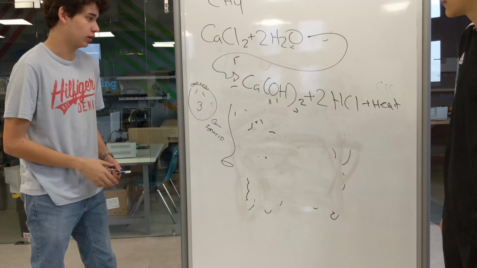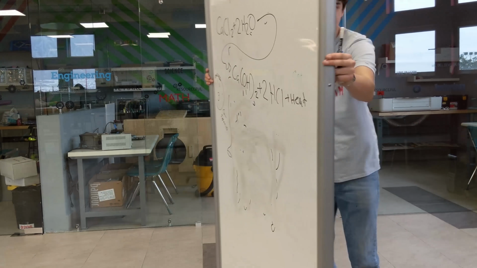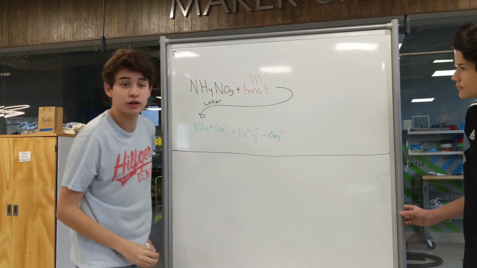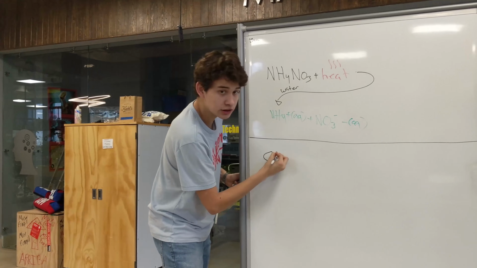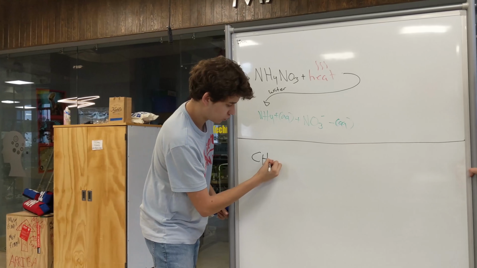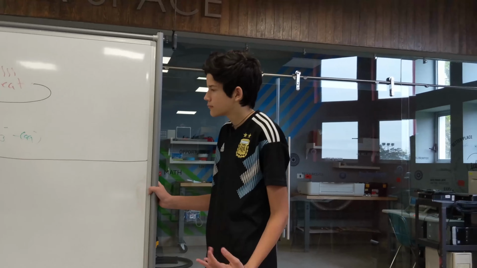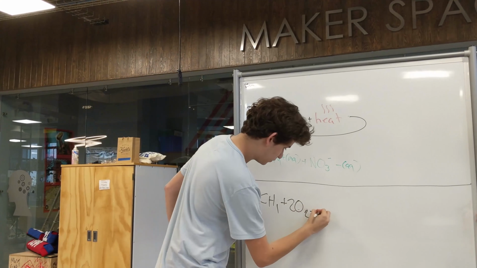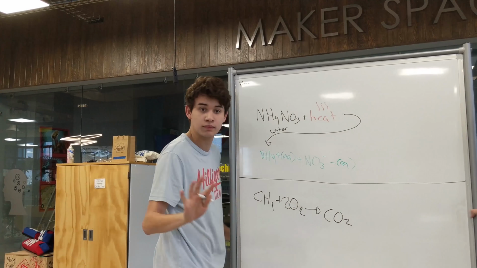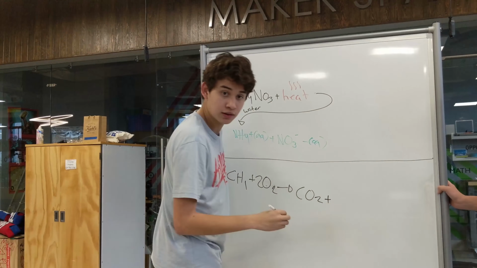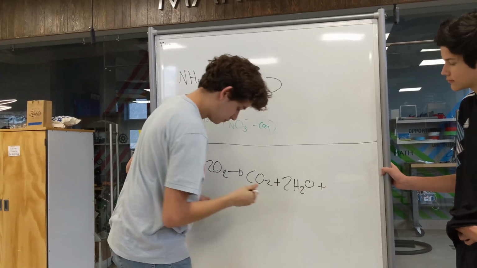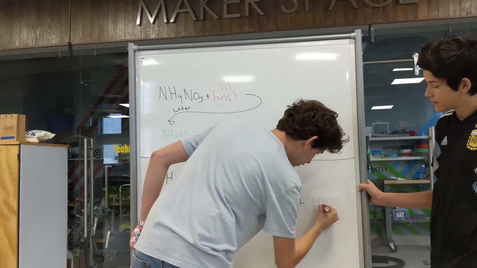We need more space. Let's say we're looking at the following equation. CH4 plus 2O2 equals CO2 plus 2H2O plus heat.